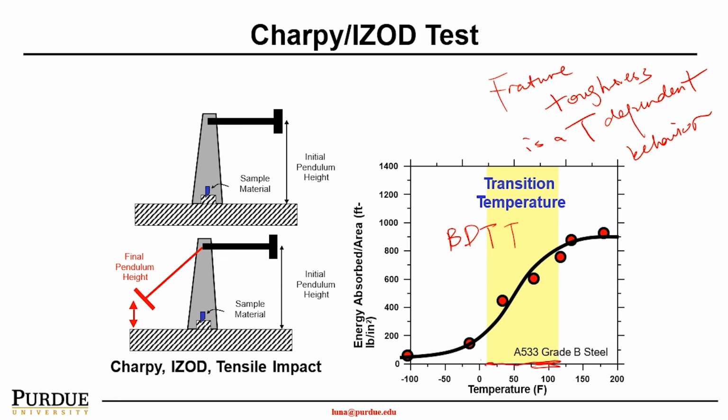For instance, for A533 Grade B steel, this temperature transition zone can change from about 20 Fahrenheit. Once you reach a higher temperature, as you can see, the material behaves very ductile. However, at a lower temperature, the material is very brittle. The energy absorption over the area is very small, and then it grows substantially in this area.